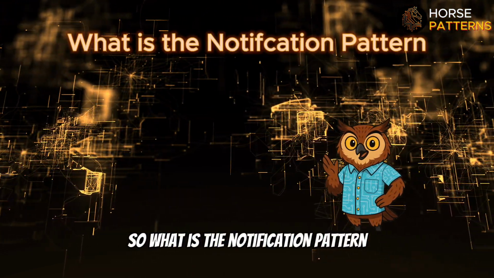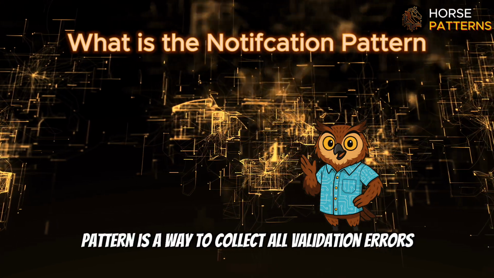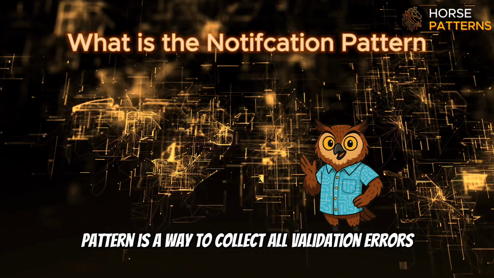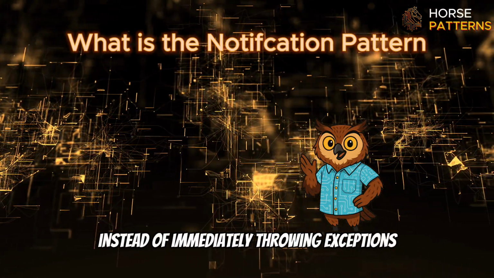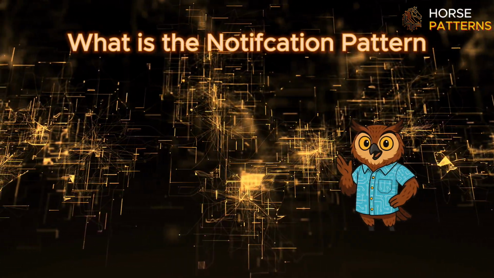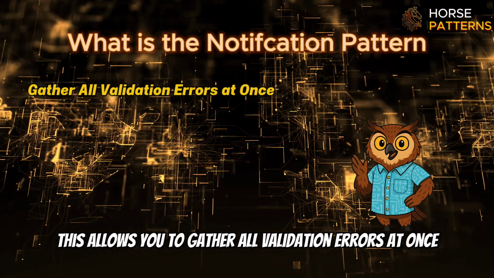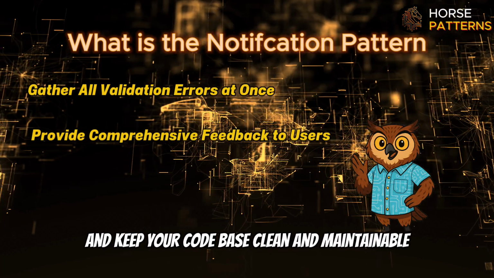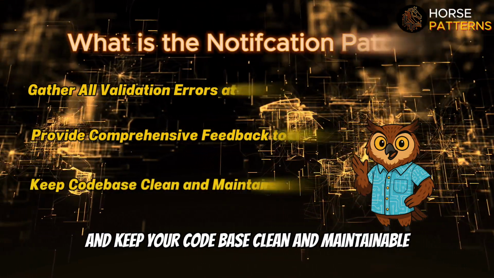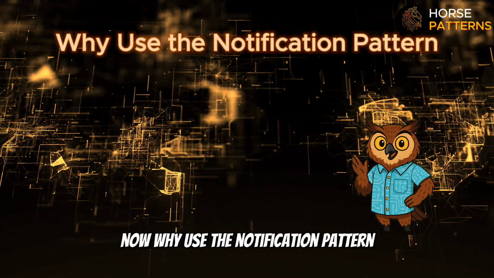So what is the notification pattern? The notification pattern is a way to collect all validation errors into a notification object, instead of immediately throwing exceptions when the first validation fails. This allows you to gather all validation errors at once, provide comprehensive feedback to users, and keep your codebase clean and maintainable. Now, why use the notification pattern?